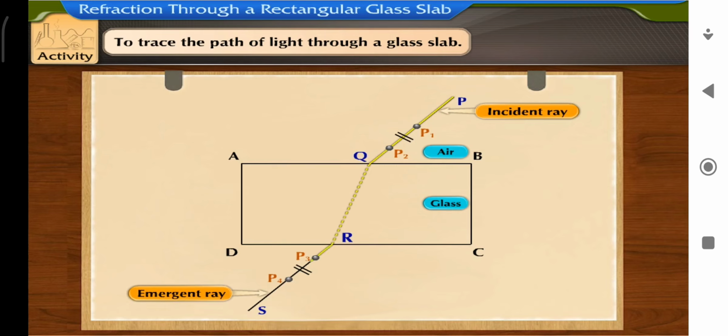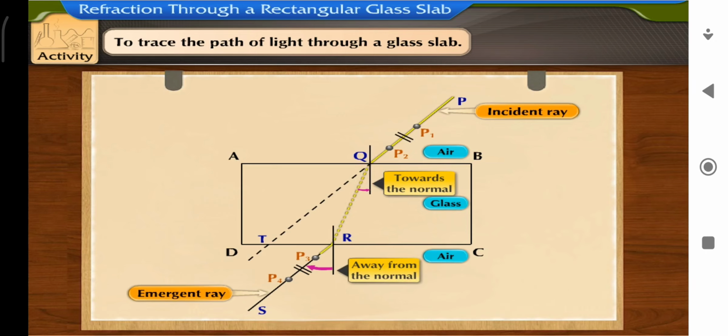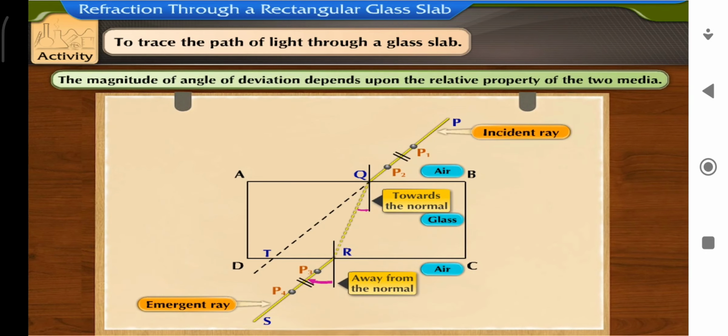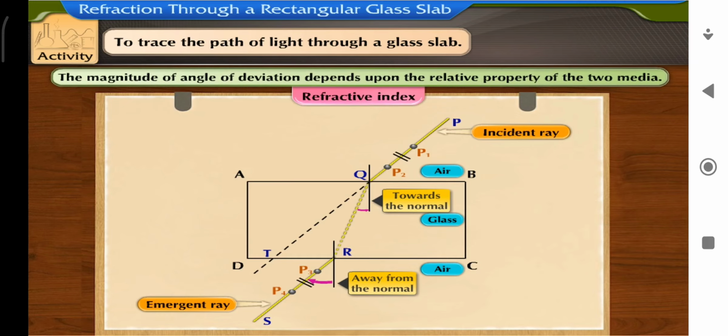Again at point R, when the ray of light passes from the glass to air, there is a change in the direction of propagation due to refraction. The ray of light shifts slightly to the left side. Can you explain why? Well, the ray of light is deviated towards the normal to the surface AB at point Q. The ray of light travels along a straight line QR and gets deviated away from the normal to the surface CD at R through the same angle. The magnitude of angle of deviation depends upon the relative property of the two media. This property is known as the refractive index.